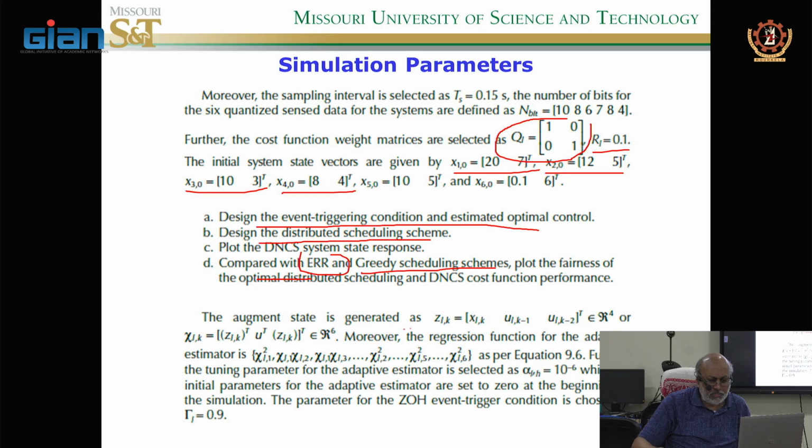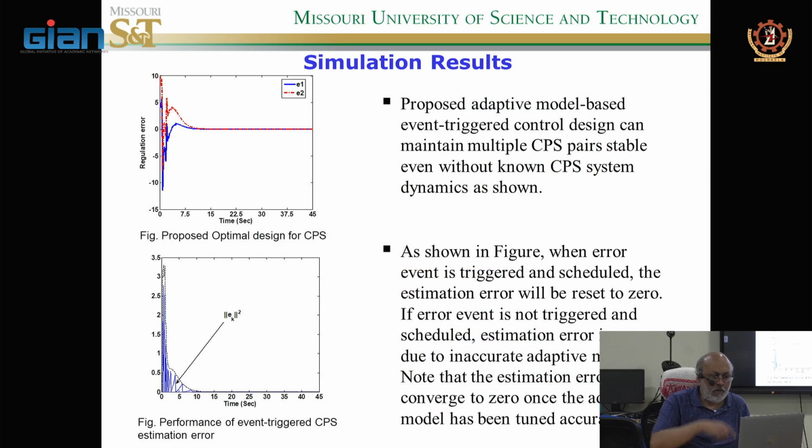So the augmented state is defined like this, just like we did. Look at the basis vector: x1 square, x1 x1, 2, x1 x1, 3, x1, 2 square, x1, 5 square, all that. And here is the learning rate. We are using the zero-order hold. Okay. The zero-order hold with the threshold value of 0.9. Now here is the event trigger.